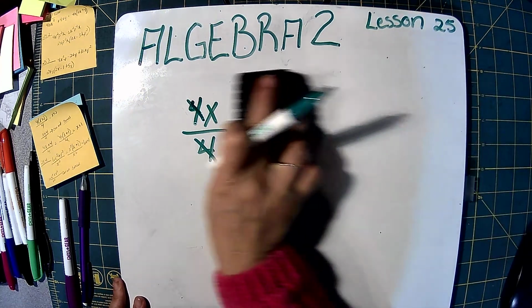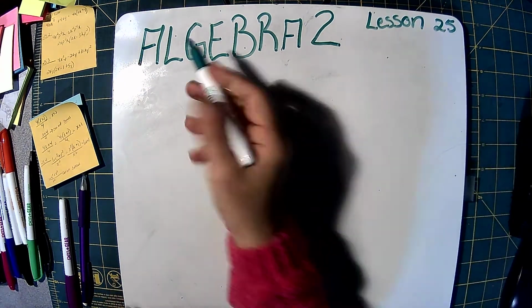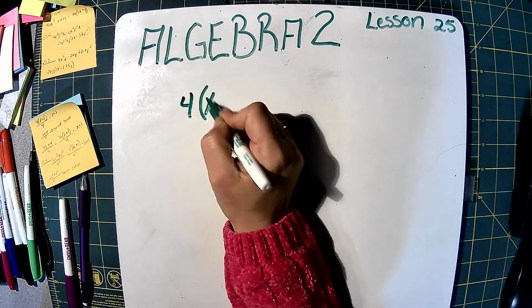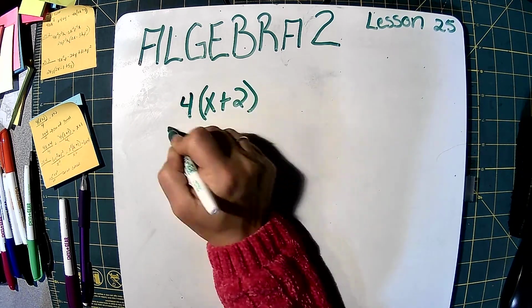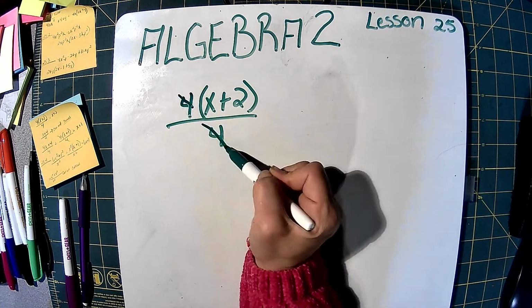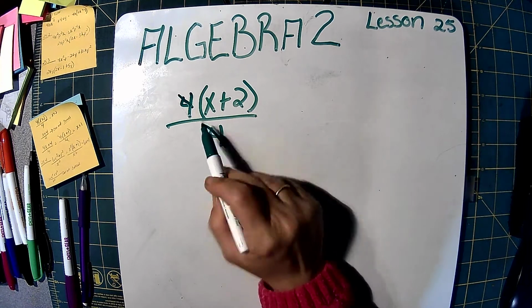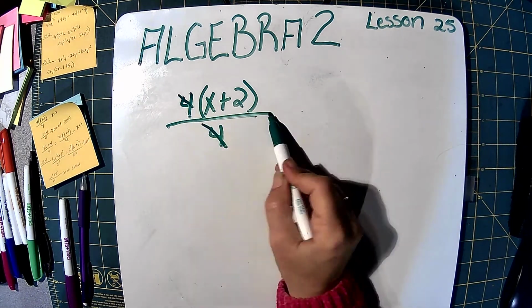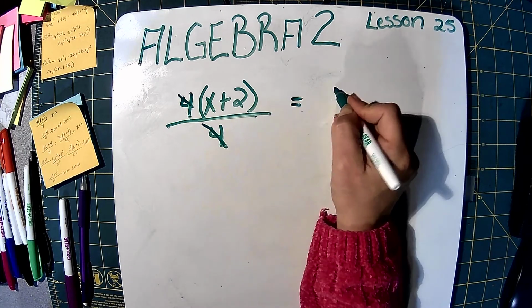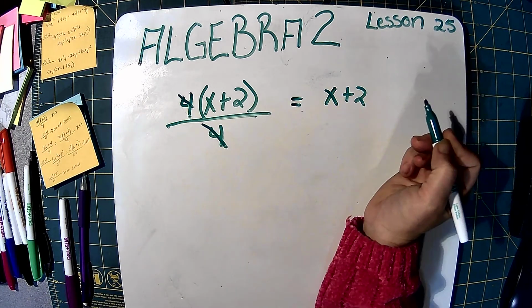So we're going to learn how to do some of these. So if we had 4 times x plus 2 over 4, we can cancel right here because that means 4 times x plus 2. Times and divided by. As long as this is in parentheses, then we can. And that's just going to equal x plus 2.